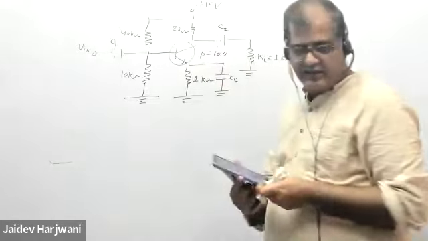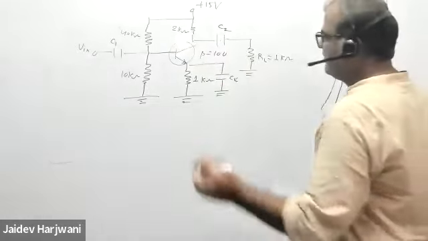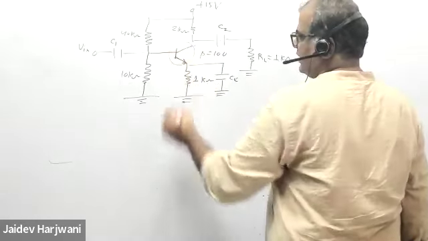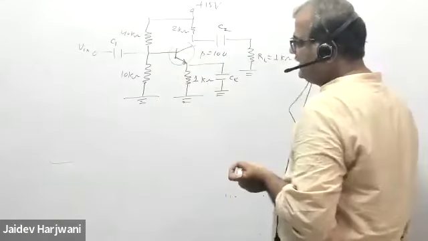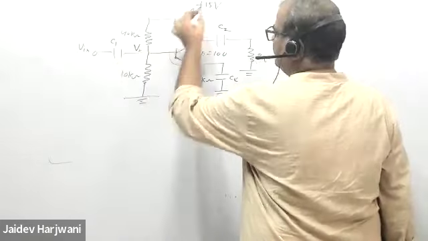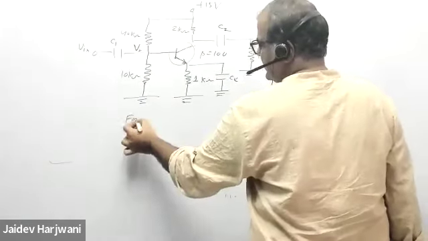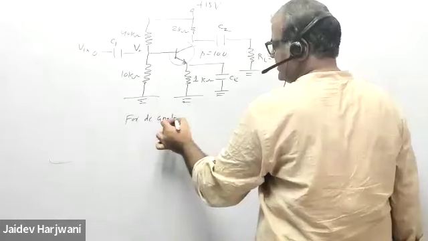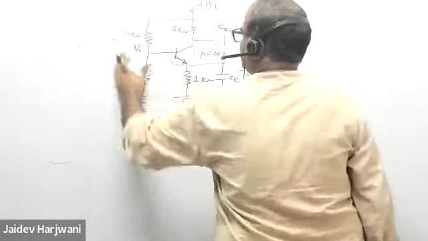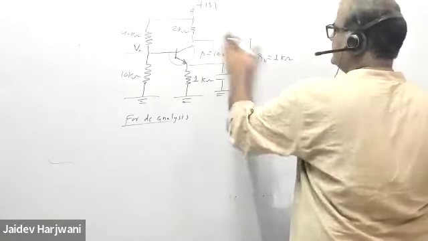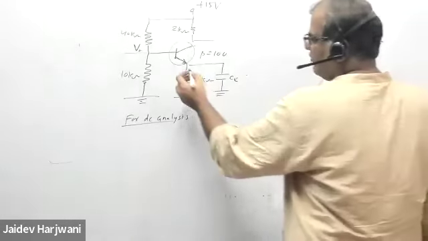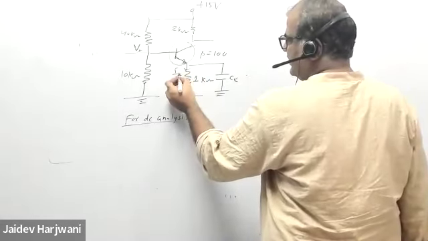Tell me, how will we do it? First of all, what will we calculate? We'll find IE, because I want to find re. For DC analysis, capacitors are open, so they are out of the picture. Now find the value of emitter current IE here.